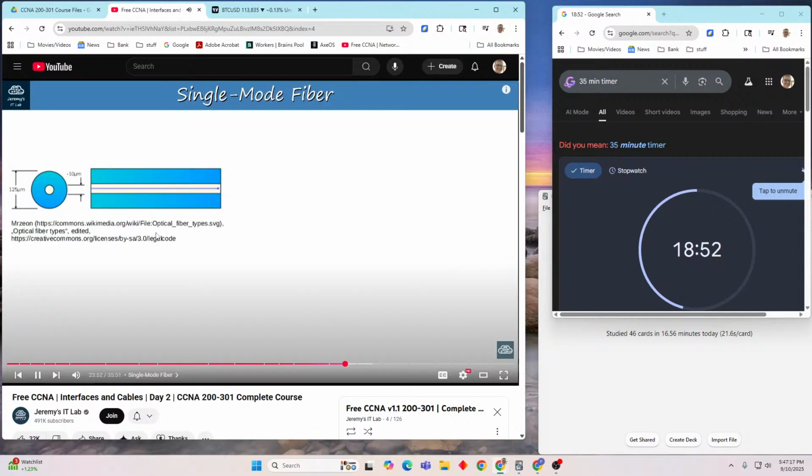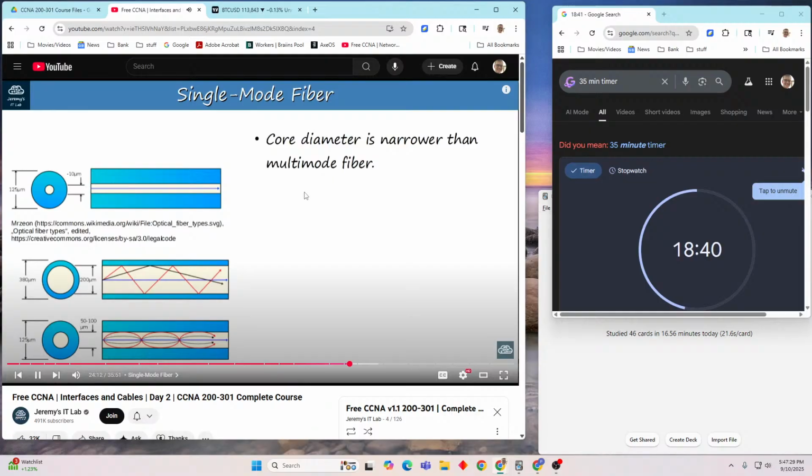This is an example of a single-mode fiber cable. Again, the center represents the fiberglass core, and the blue represents the reflective cladding. The core diameter of a single-mode fiber cable is narrower than a multi-mode fiber, meaning the glass fiber is thinner. You can notice this in the diagram here, compared to the multi-mode fiber diagrams.